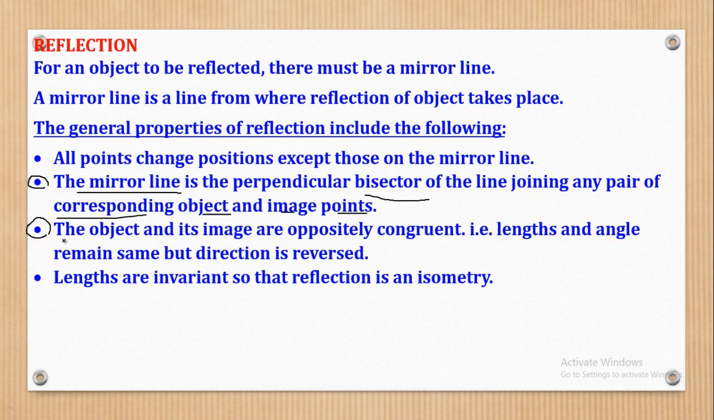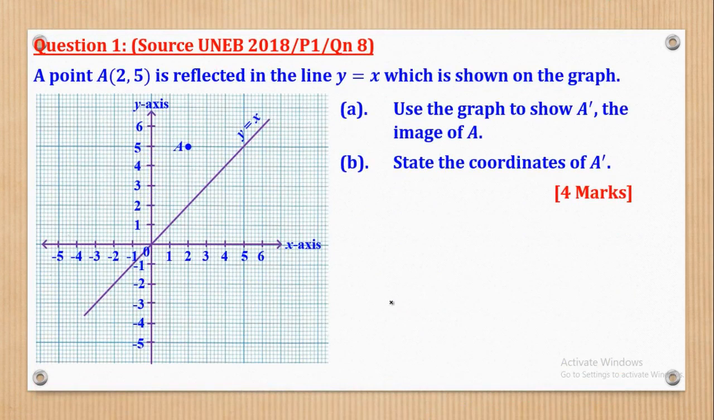Property number 3 says the object and its image are oppositely congruent. I think you remember at the very beginning of this video we talked about the term invariant, the term congruent, and the term isometry. So here the object and the image are oppositely congruent. That is, the lengths and angles remain the same, but direction is reversed. Property number 4, the lengths are invariant, so reflection is an isometry. You remember what invariant and isometry mean. With that, we shall go through some of the examples.